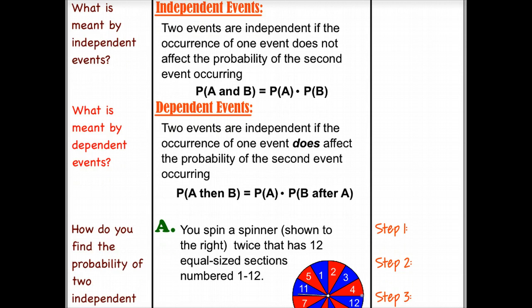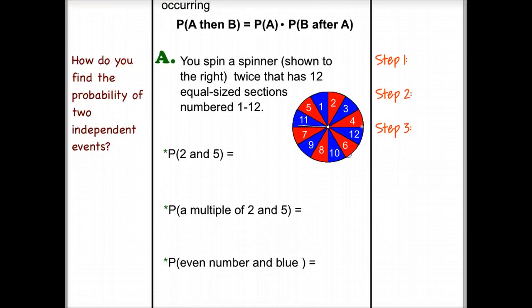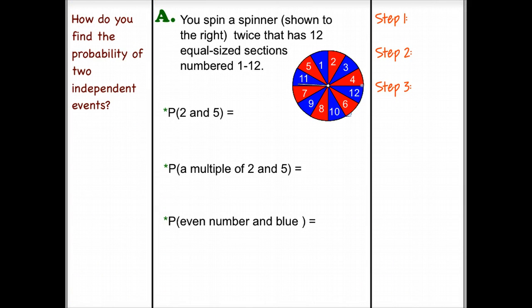So our first focus is going to be to look at finding the probability of two independent events. We have a spinner here that we're going to spin twice, and it has 12 equal sized sections numbered 1 through 12. And I want to know the probability of spinning a 2 and spinning a 5. This is an independent event because what I spin on the first spin and what I spin on the second spin have no bearing on each other.